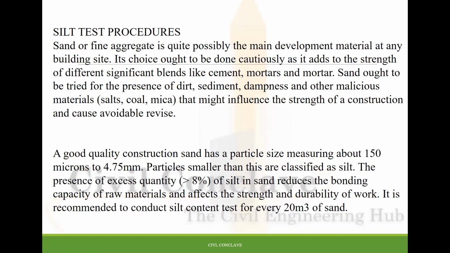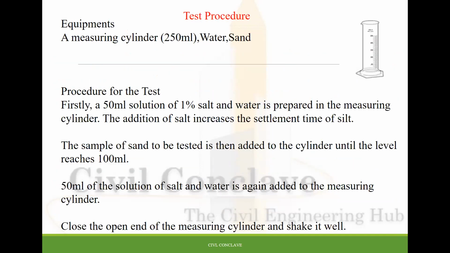Now let us come to silt content. The silt content is nothing else but the fine particles which will pass through the 150 micron sieve. If the quantity exceeds a certain percentage, the bonding capacity of the raw material will be affected and the quality of the work will suffer. It is recommended to conduct a silt test for every 20 cubic meters of sand.